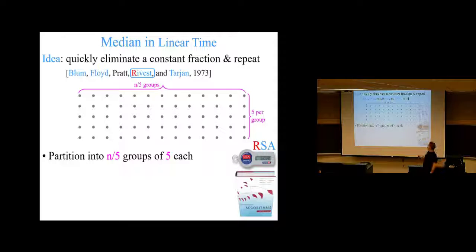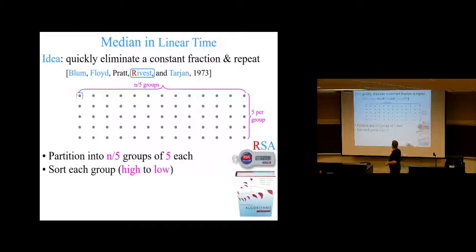And we're going to arrange them arbitrarily as n over 5 groups of 5 each. You'll see in a couple of minutes, or maybe 10 minutes, why we're partitioning it into n over 5 groups of 5 each. But there are all the n items that we're trying to find the median of, diagrammatically.